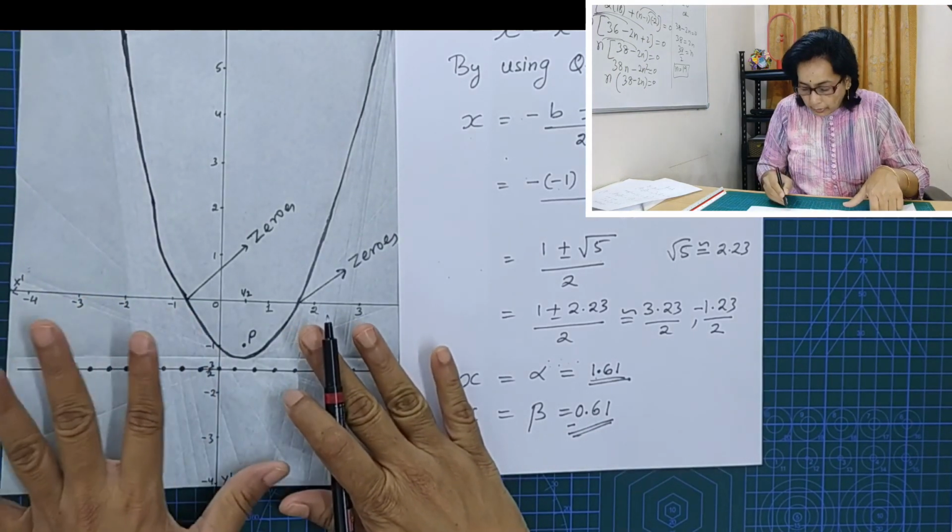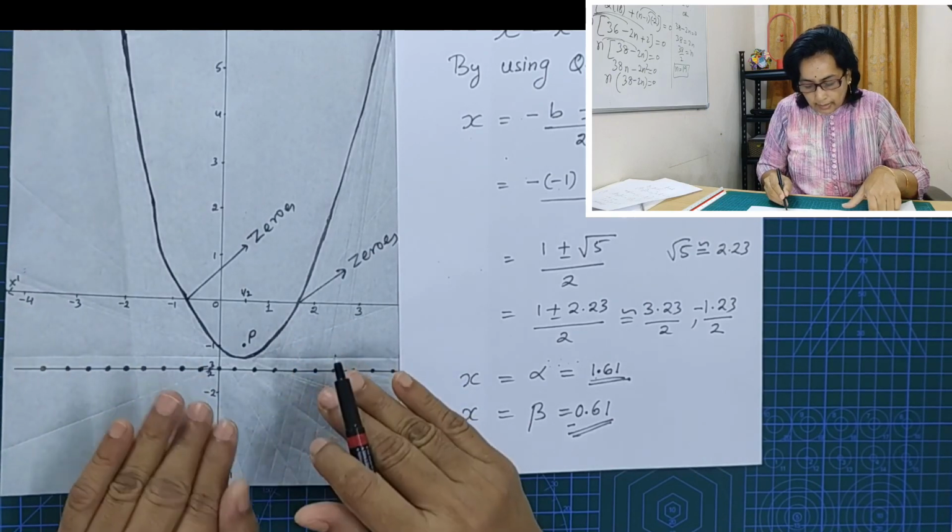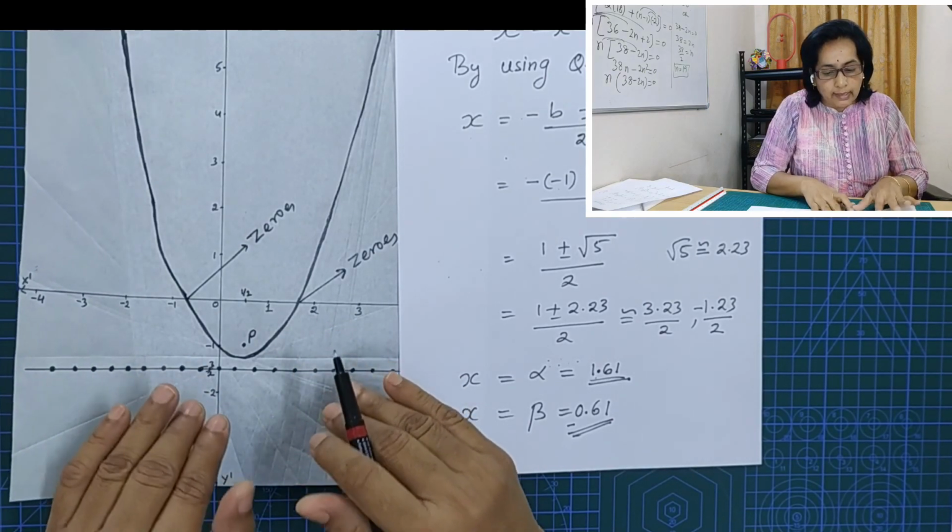So this is how we find roots by origami for equations of degree 2.